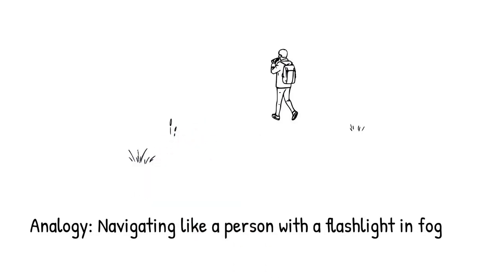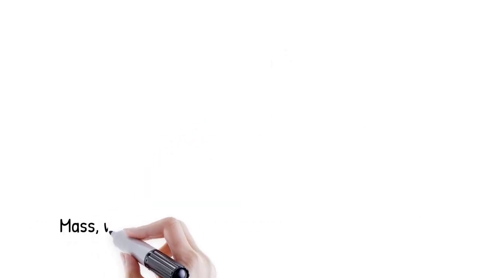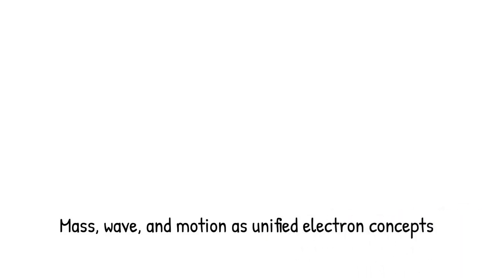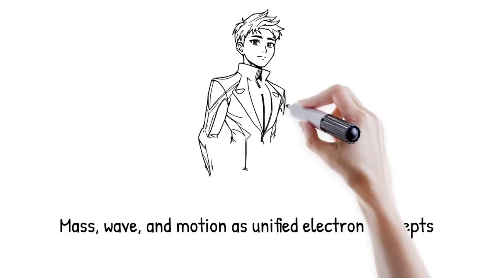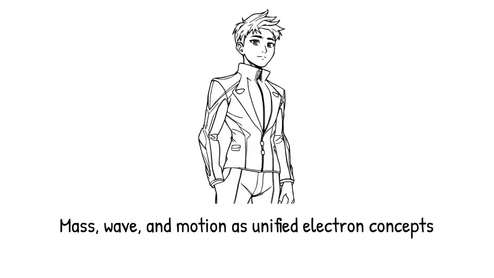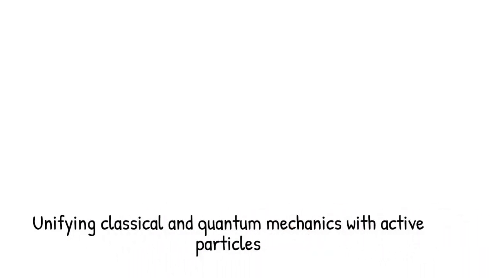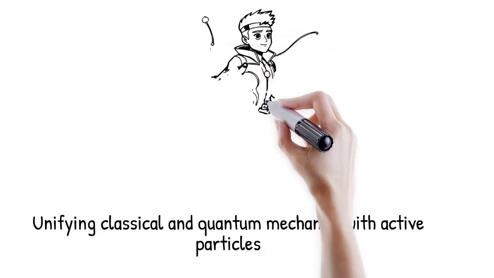Rather than treating mass, wave behavior, and motion as separate, they may be interconnected outcomes of an electron's internal structure. Self-propulsion could generate the dynamic field needed for wave interactions. The wave-particle duality would then not be a contradiction, but a dual description of a single self-moving entity. This approach offers a path toward unifying classical mechanics, quantum behavior, and field dynamics. It positions particles not as static units, but as active energy-exchanging systems.